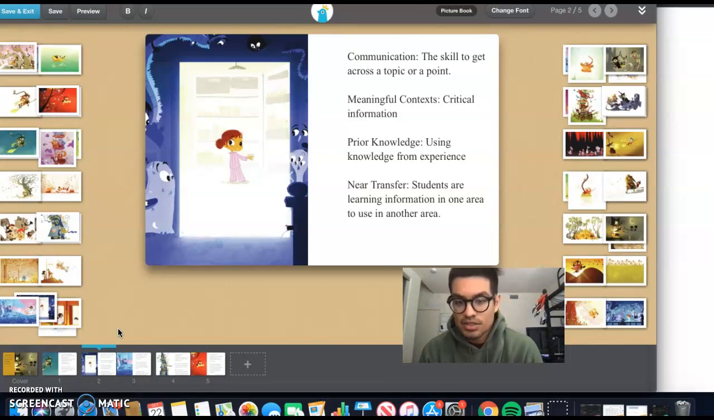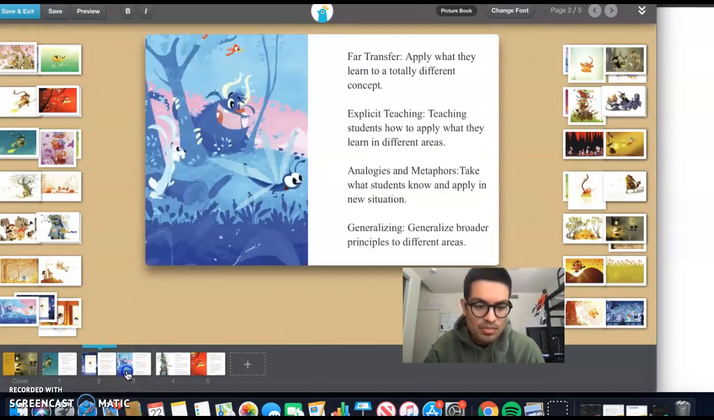Near transfer is based on students learning information in one area to use in another, such as learning how to write a paper in a writing class, and using those skills to write a paper for your history class. And far transfer. Far transfer is basically applying what you learned to a totally different concept, like you're trying to apply mathematics to science. Maybe you're trying to say, okay, this mathematical concept was discovered during this historical time.